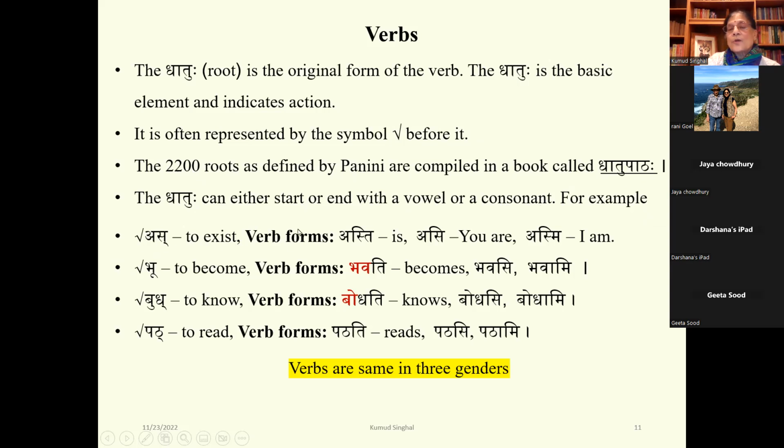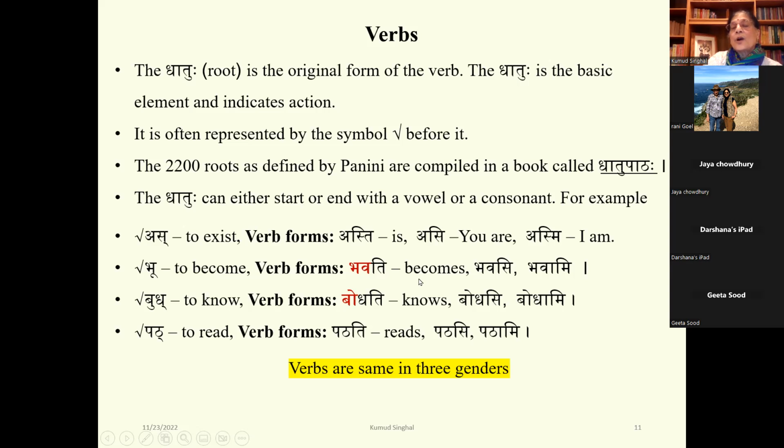So the verb forms, you have all seen them. Asti, is. Asi, you are. Asmi, I am. These are all ekavachanam forms. As in the name forms, here also you have dvivachanam and bahuvachanam, which we will see in just a moment. Bhu, the dhatu bhu ends with a vowel u, and by some sandhi rules, this becomes bhava. So bhu means to become, and the verb form is bhavati.